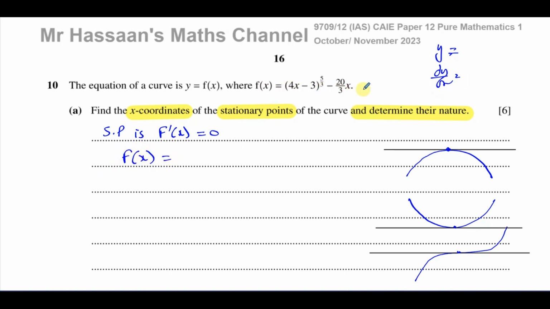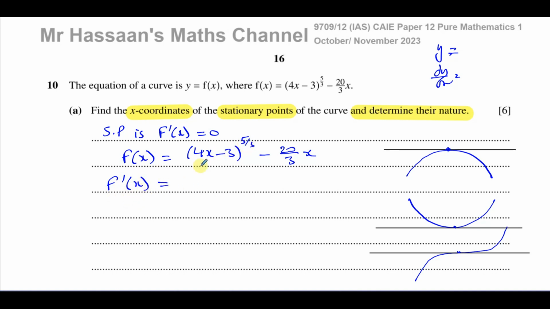Now we can make sure everything's in the right format to be differentiated, and it is. Everything's in index form and all the variables are on the numerator. So you have (4x minus 3) to the power of 5 over 3 minus 20 over 3 x. The first step is to differentiate this function with respect to x, which you know as f dash of x.